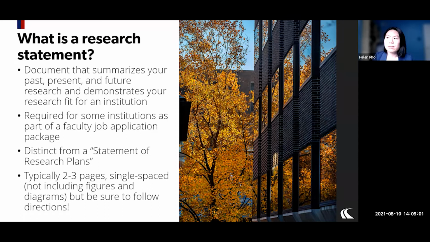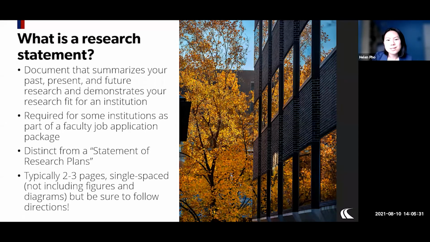Whereas a research statement is typically a document where you can focus a little bit on the past research you've done, a little bit on the current research you're doing, and about, I would say, half of it on what you're going to do in the future in terms of your research plans. This document is typically 2 to 3 pages long, single spaced, not including any of the figures and diagrams that you might be including.